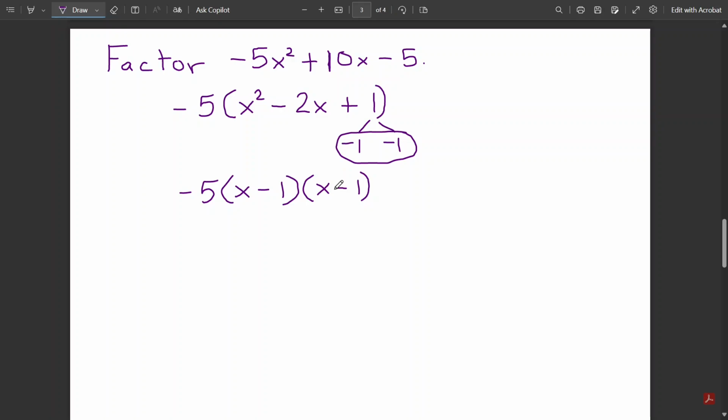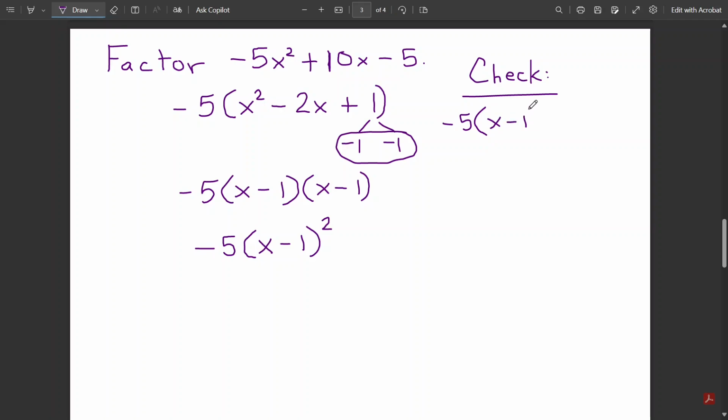And we've got x minus 1 times x minus 1, so when we multiply something by itself, we can write that as that something squared. So we're going to have negative 5 times x minus 1 squared. Okay, we do want to check this. So let's take this, negative 5 times x minus 1 times x minus 1, and make sure it multiplies to negative 5x squared plus 10x minus 5. So we're going to do negative 5 times x minus 1 times x minus 1.